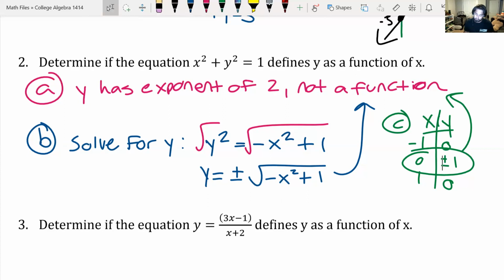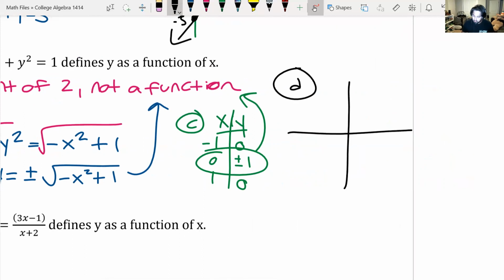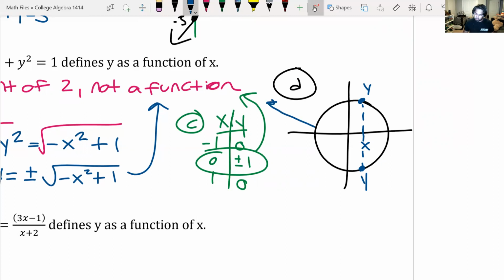All right. And then if you were to graph it, well, guess what x squared plus y squared equals 1 is? It's the graph of a circle. So this means that for one x value, if I go up, I have one y value there, and another y value there. So once again, not a function.